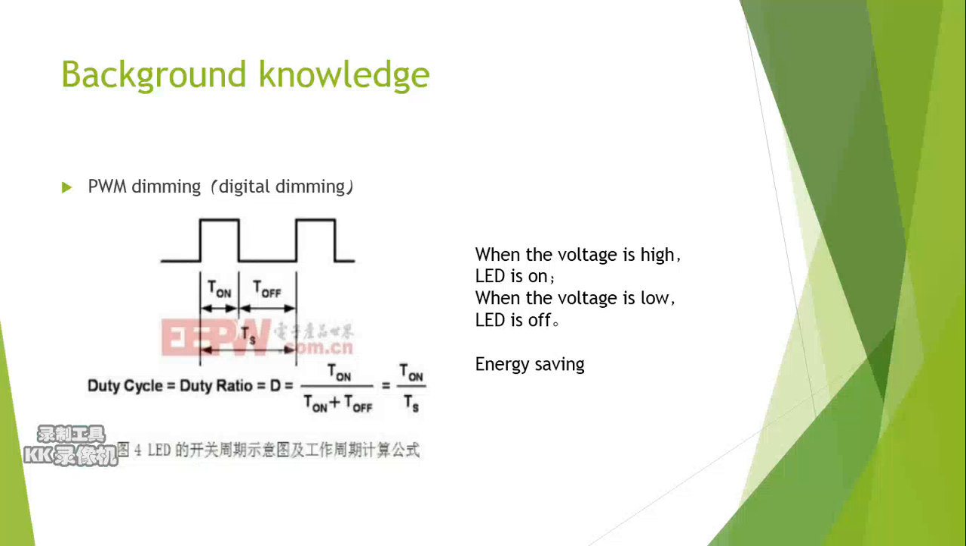In my project, I will use this principle to save energy. For example, if I want to save 10% energy, all I need to do is just make T on is 90% of Ts, then we can save about 10% energy. Okay, after you know this background knowledge, you can understand my project more easily.